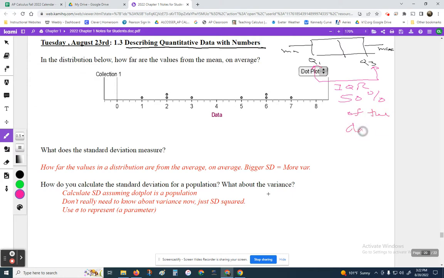The data points. All right. But again, that is literally only for skewed right and skewed left. That one's a little bit better. So we can only use the skewed ones with that one.